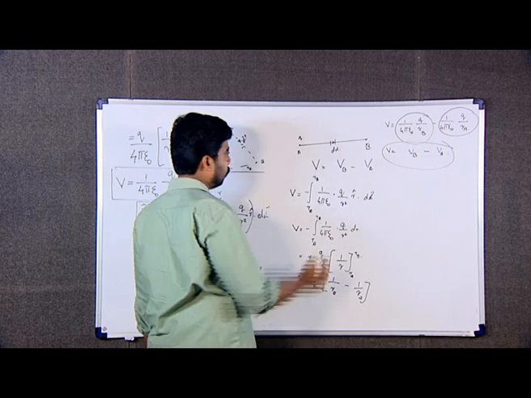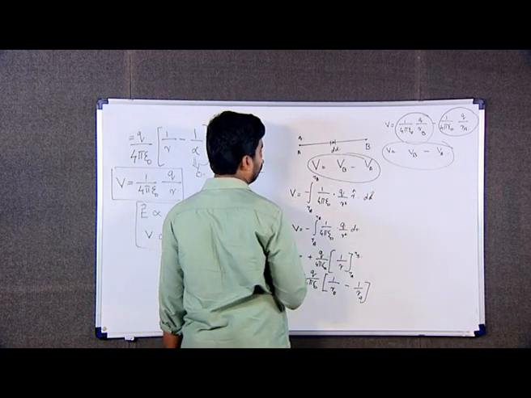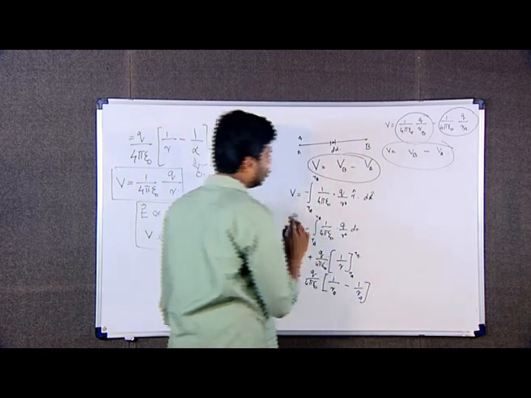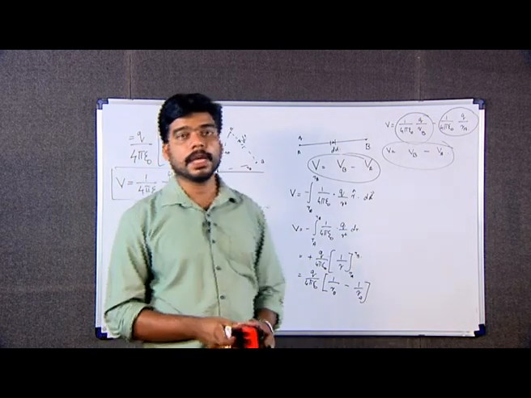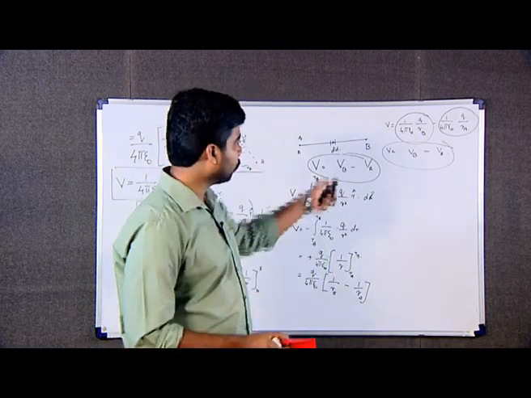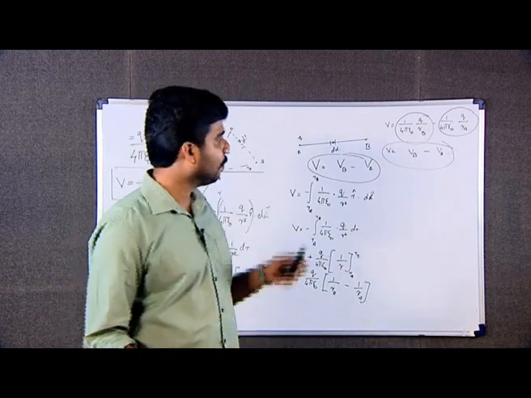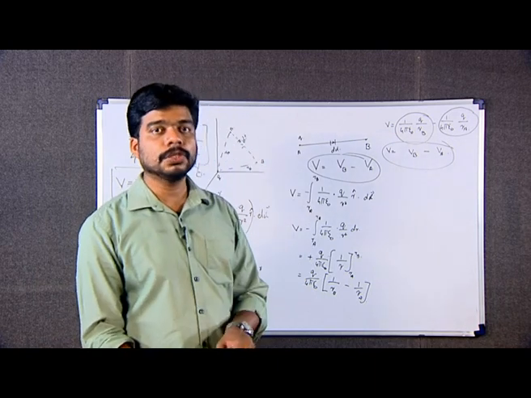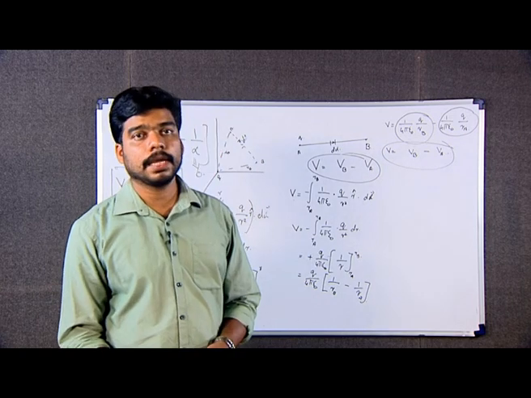This is what we are told in the first introduction part of electric potential difference. The electric potential difference is the work done in moving a unit positive charge from the point A to the point B. So, this is the expression for that potential difference, which is equal to VB minus VA, which is 1 by 4 pi epsilon 0 Q into (1 by RB minus 1 by RA).